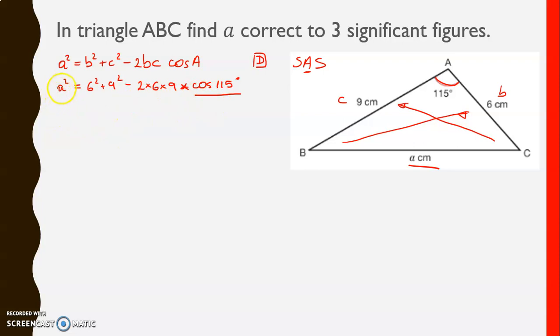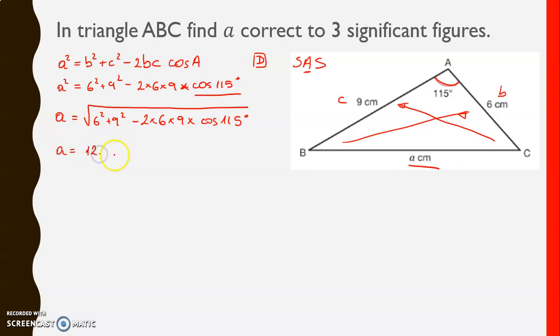Okay, now we don't want to know what A squared is, we are interested in A. So that means we have to take the square root of this big thing here. Square root of 6 squared plus 9 squared minus 2 times 6 times 9 times cos 115 degrees. So I'm just going to put that in the calculator, and I found that the answer is 12 point, I'm just going to write all the digits, 75314754.